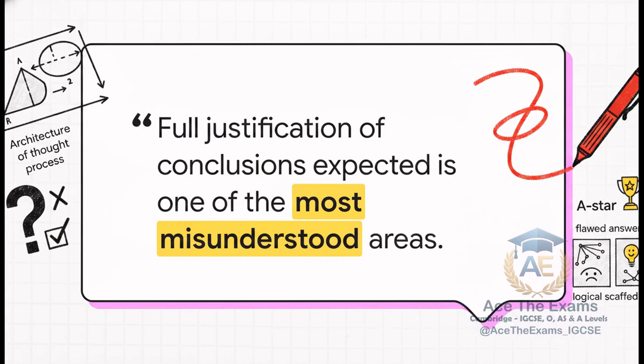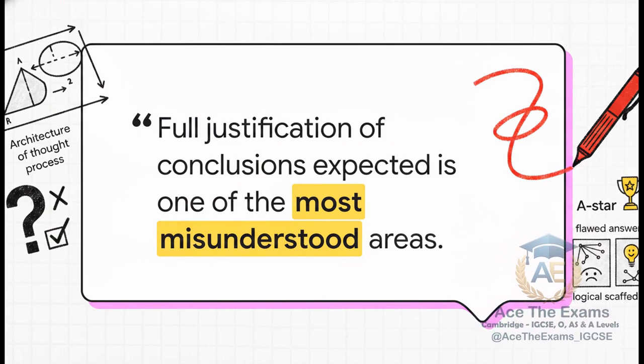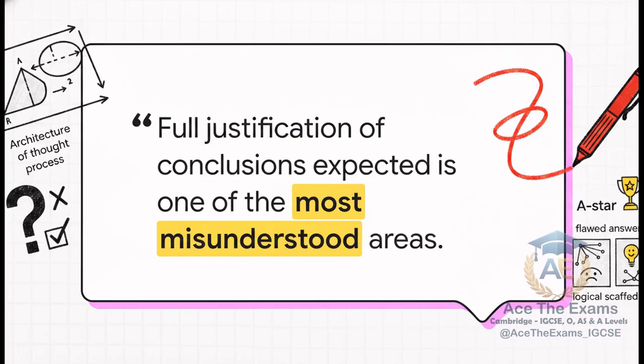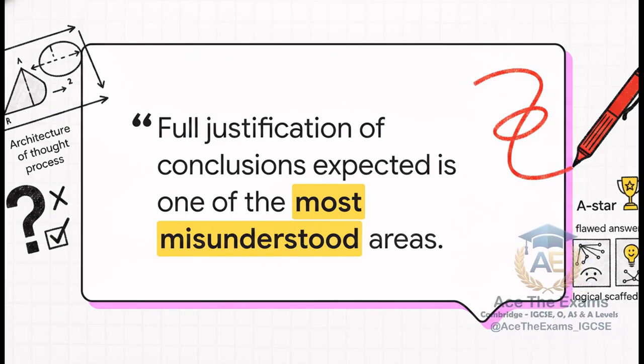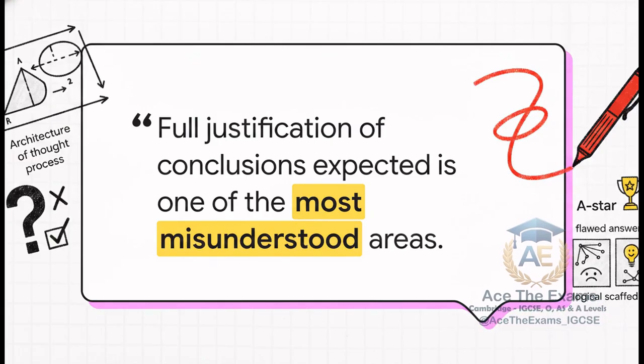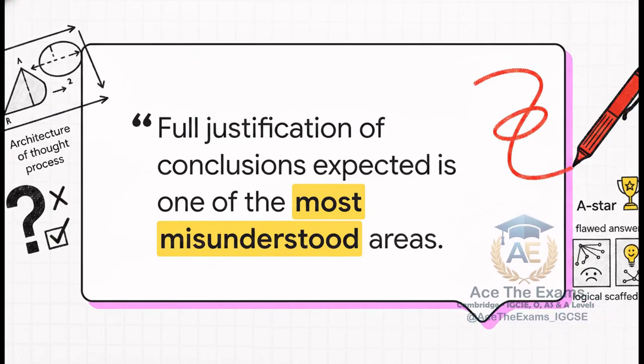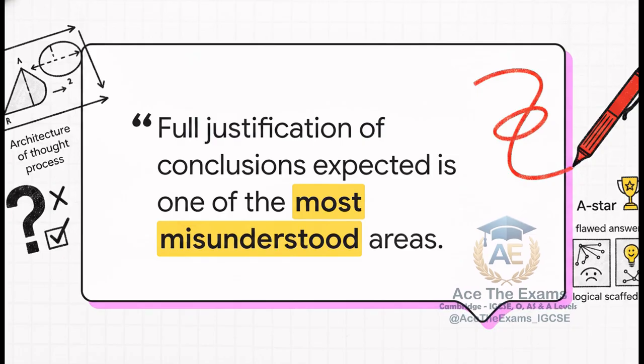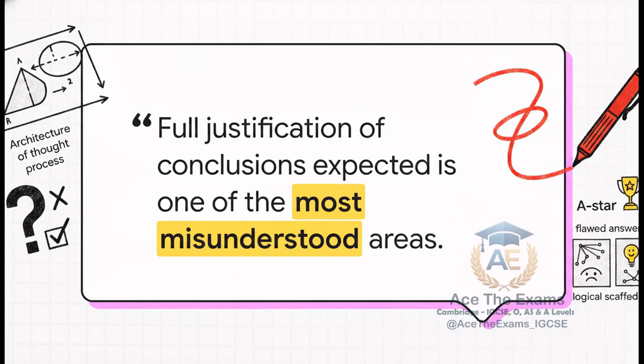Okay, let's dive into this because a recent Cambridge Principal Examiner report stated flatly, and I'm quoting here, "Full justification of conclusions expected is one of the most misunderstood areas in additional mathematics." Now, you have to understand, Cambridge examiners are usually pretty reserved. So when they say something is the most misunderstood area, this isn't just a minor issue. This is the primary reason students are missing out on that A-star grade. The stakes are incredibly high here.